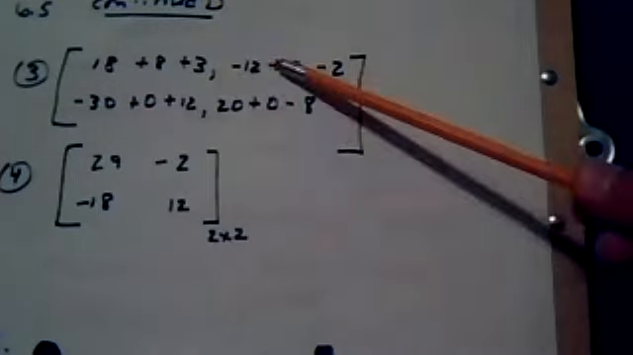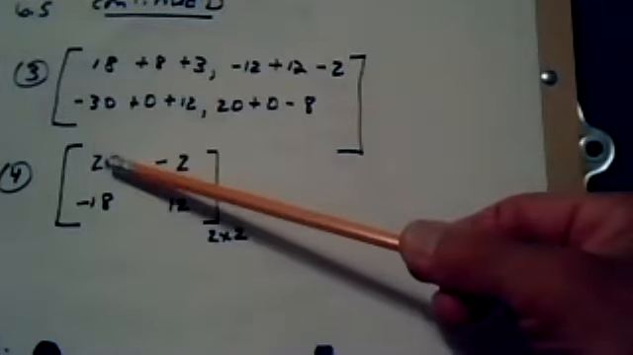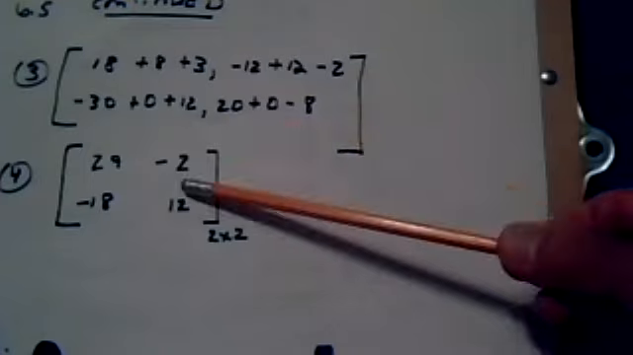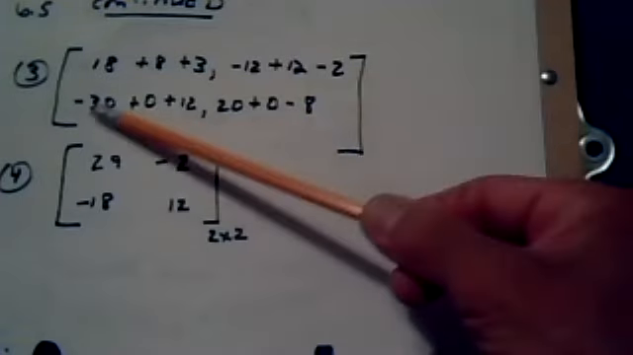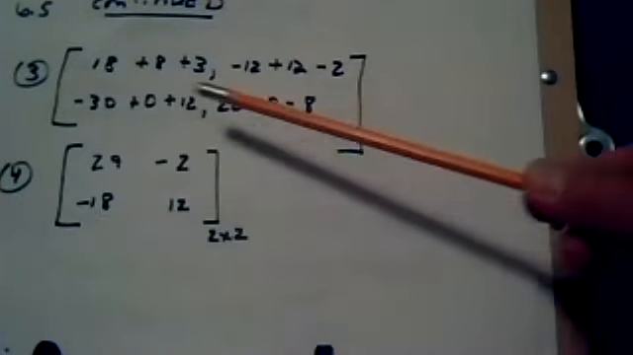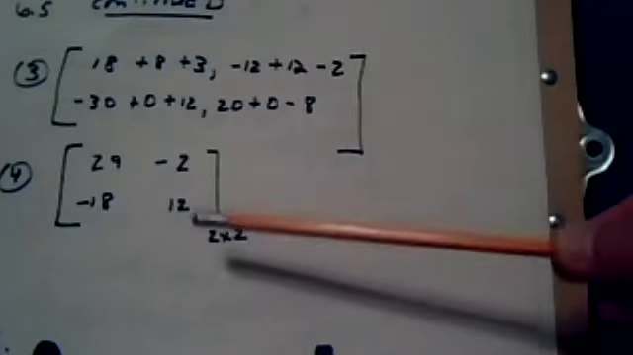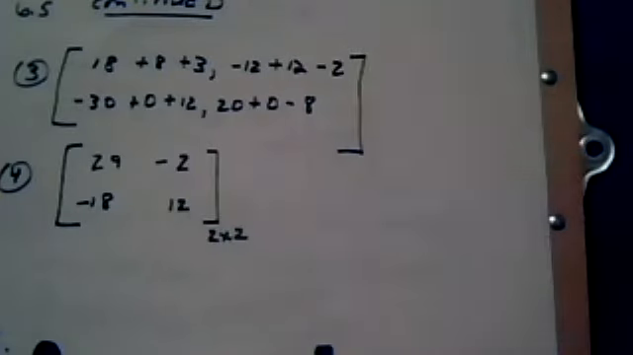So you add these numbers, that gives you a 29. You add these numbers, they give you a negative 12. Excuse me, a negative 2. You add these numbers and give you a negative 18. You add these numbers and give you a 12. And notice we got a 2 by 2, the way we knew at the beginning.